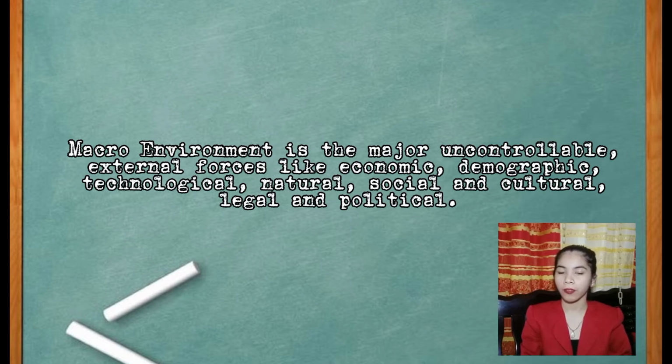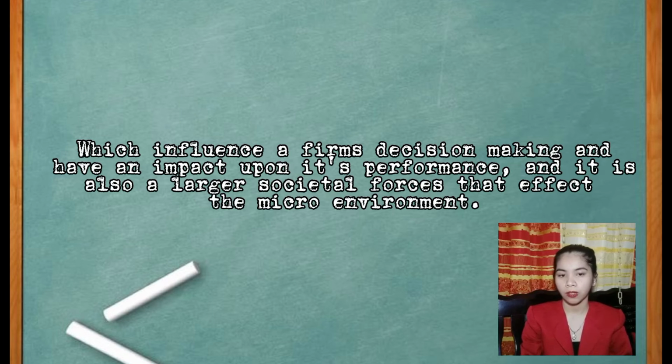Next is the macro environment. It is the major uncontrollable external forces like the economic, demographic, technological, natural, social and cultural, legal and political, which influence a firm's decision making and have an impact upon its performance. And it is the larger societal forces that affect the microenvironment.